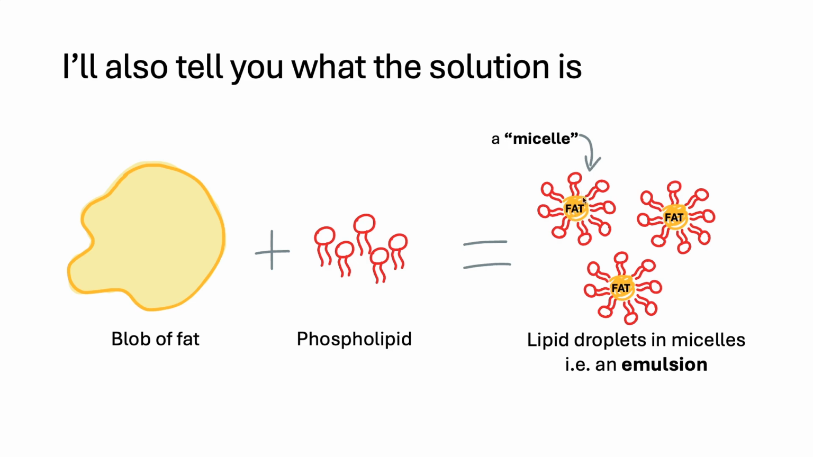The fat is in the middle, interfacing with the fatty acid tails of the phospholipid, with the phosphates forming a shell on the outside. Perfect. These structures we call a micelle. If we combine, say, a blob of fat with a bunch of phospholipids, forming these micelles, we call this entire mixture an emulsion. You might have heard that word before.